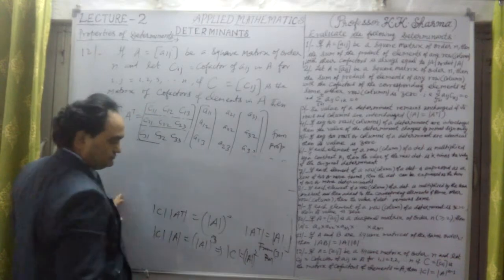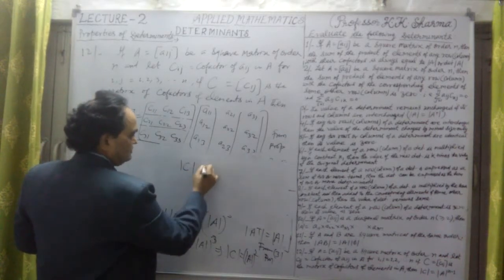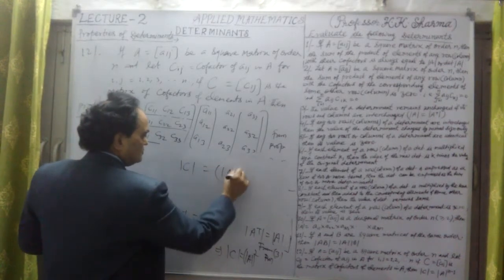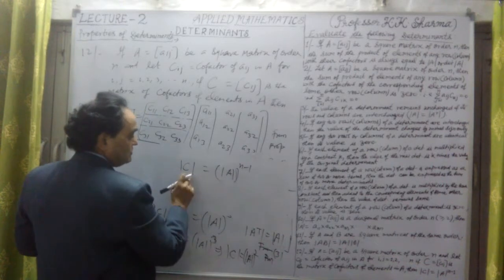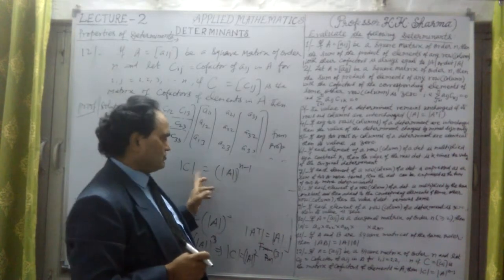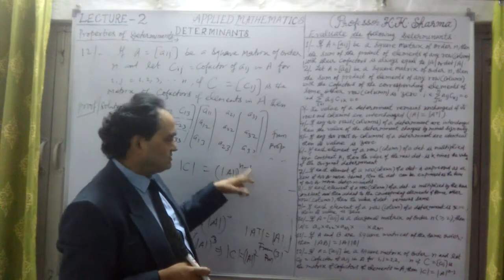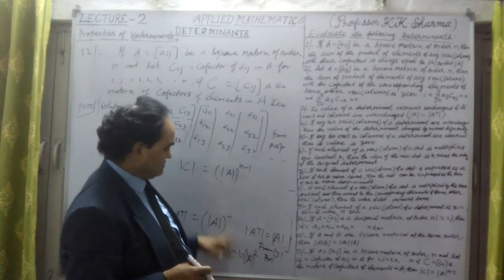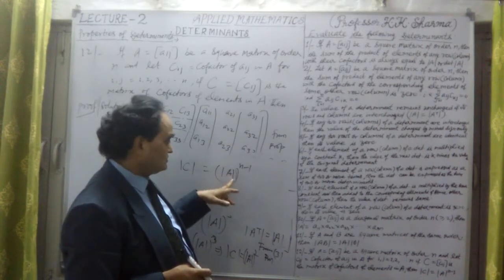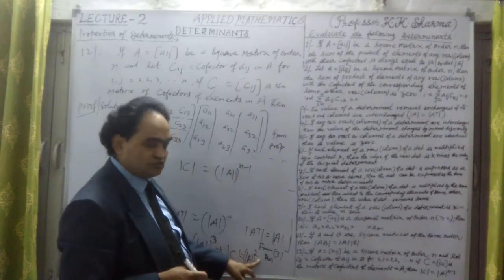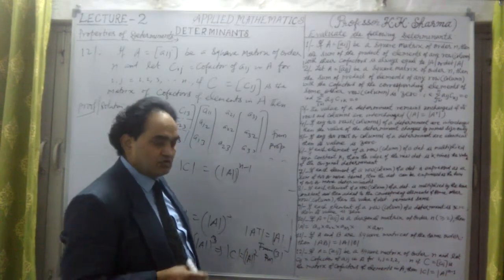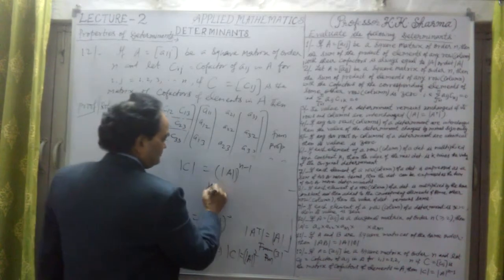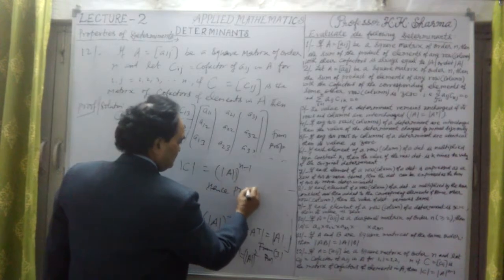Therefore, determinant of C is equal to determinant of A whole power n minus 1, if matrix A is of order n. Here it was of order 3, and we have proved that it is coming as a whole square. Power 2 is coming: determinant of C is equal to determinant of A whole square. Hence proved. The property has been proved here.